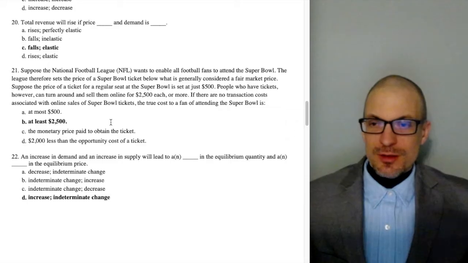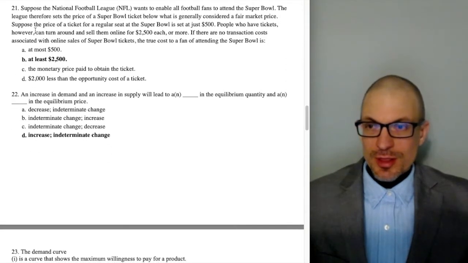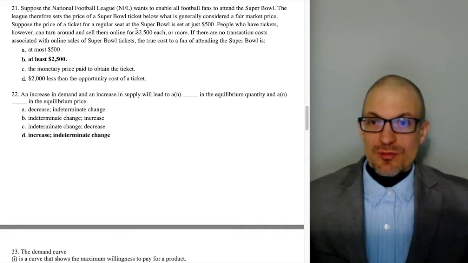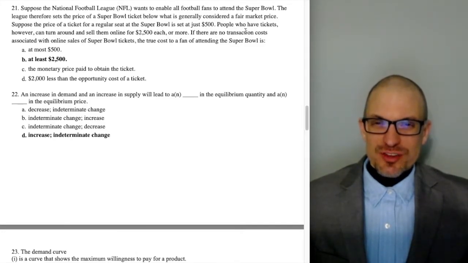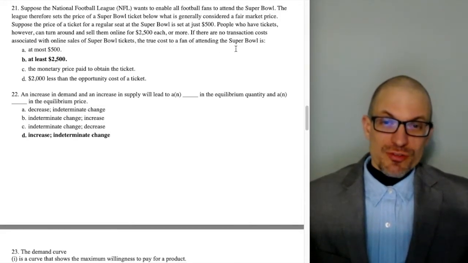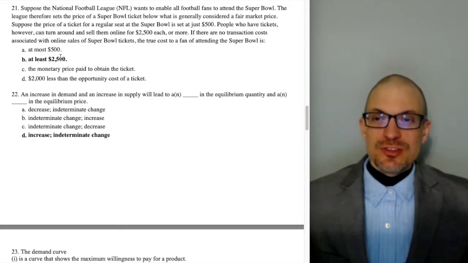Okay, so suppose the NFL wants to enable all football fans to attend the Super Bowl. The league therefore sets a price of a Super Bowl ticket below what is generally considered a fair price. Suppose the price of a ticket for a regular seat at the big game is set at just $500. People who have tickets, however, can turn around and sell them online for $2,500 or more. If there's no transaction costs associated with online sales of big game tickets, then the true cost to a fan attending the big game has got to be at least $2,500.